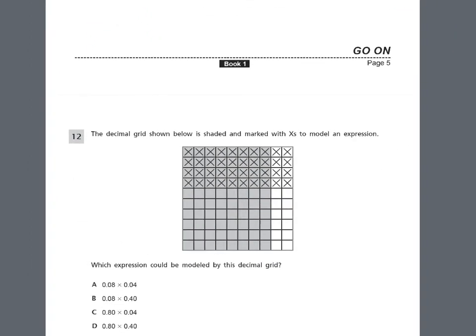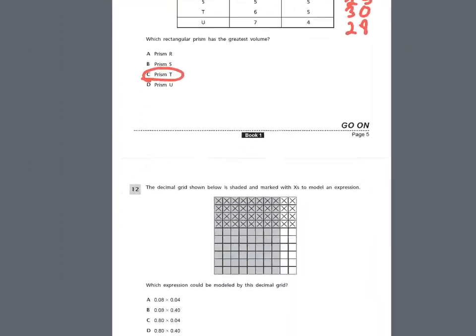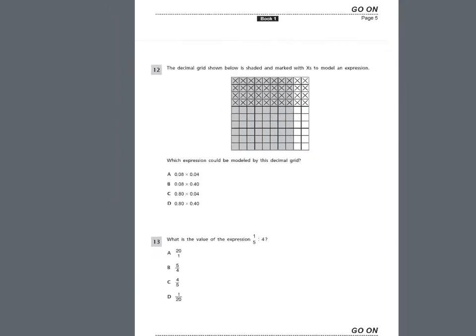For number, well, there's no 10, there's no 11, just for number 12.